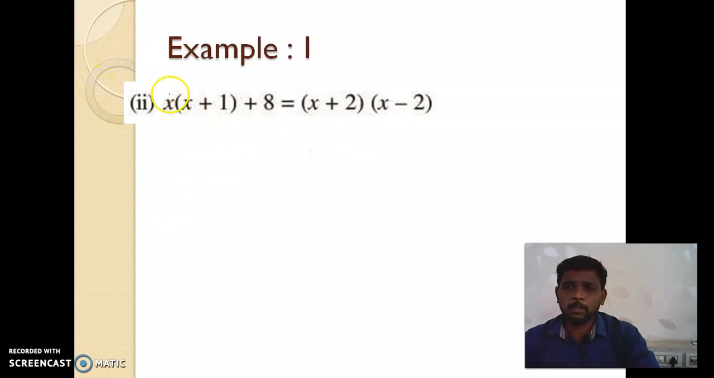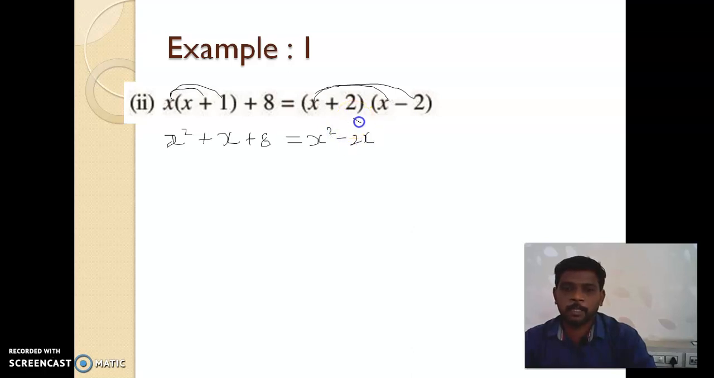Just simplify this now. Multiply inside by x, so x into x is x square, and x into 1 is x, plus 8 equal to, now multiply these two. First multiply with x, so x with these two terms: x into x is x square, and minus 2x, and multiply 2 with these two terms, so plus 2 into x is 2x, and plus 2 into minus 2 is minus 4.